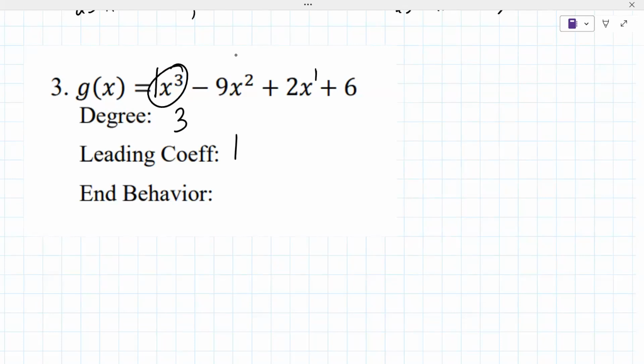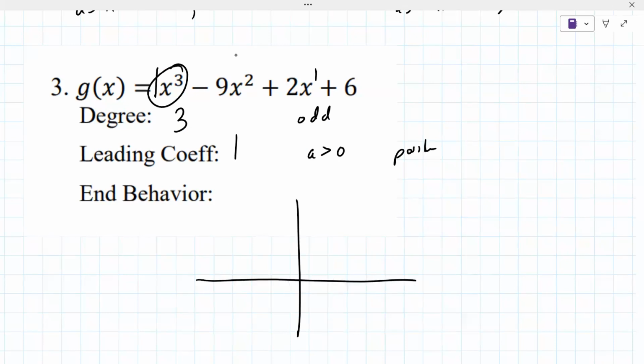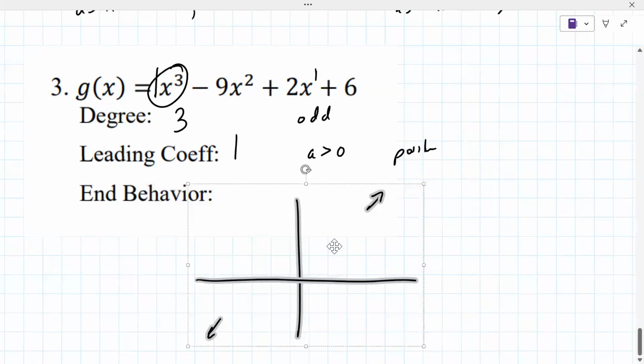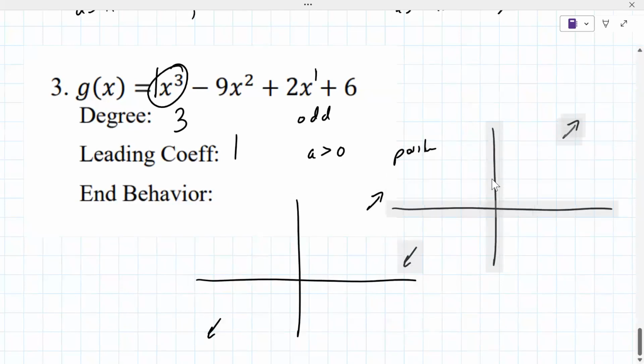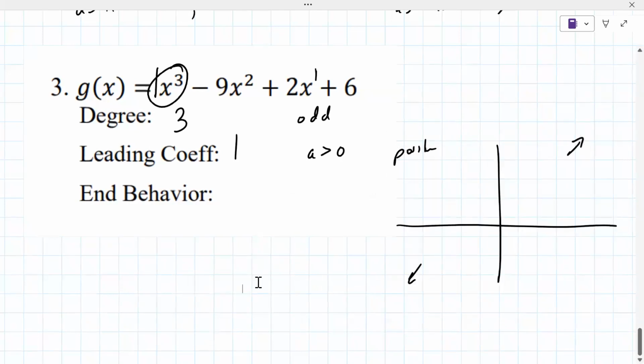So the way that we've been doing this is that means this is odd and a is greater than 0, positive. So the graph of this, without knowing what else is going on, starts low and ends high. If you look back at your notes, you'll see that. So now we can write the end behavior as x goes to positive infinity, as x goes to negative infinity. Help me fill in the blanks here.